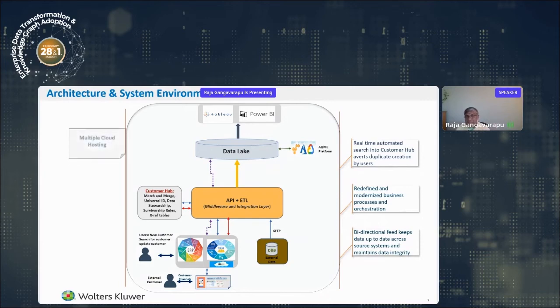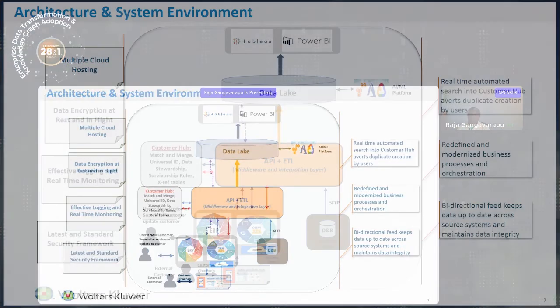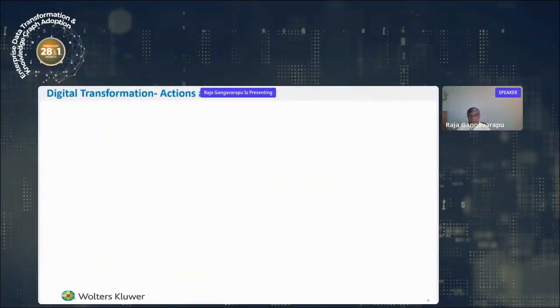From an environment standpoint, we are in a multi-cloud. Data moves across all the clouds, and some of the tools are SaaS-based, so data is really flowing across multiple clouds. We make sure data is encrypted, both in flight and at rest, with logging and monitoring as the data moves around. And then the security framework, as I said: you need to comply with all the compliance and audit requirements that are out there.